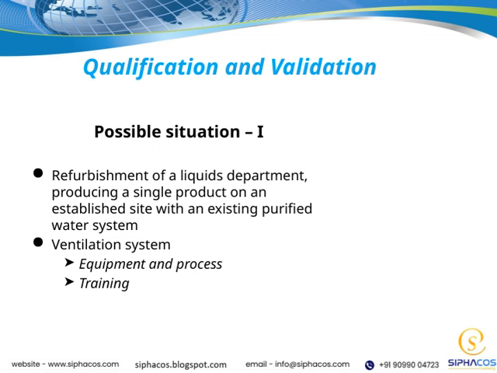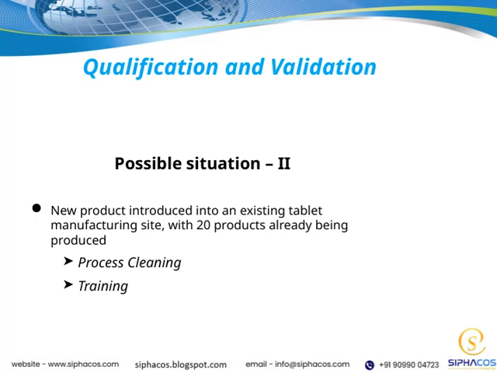Then, training. No matter how well-designed our systems are, their effectiveness depends heavily on the people operating them. Proper training ensures staff understand the new or modified processes, which is essential for maintaining quality and compliance. Throughout all these aspects, qualification and validation serve as the backbone to confirm that our changes are effective, compliant, and sustainable. Connecting this back to our overall theme, it's about managing risk and ensuring product quality through thorough, documented validation activities. Now, let's consider a possible scenario, the second one.